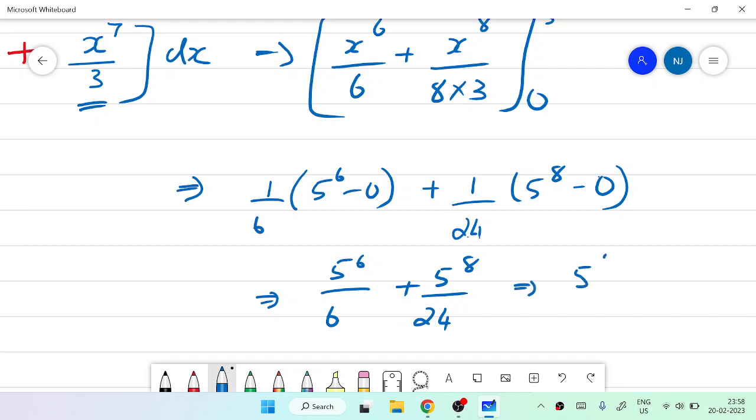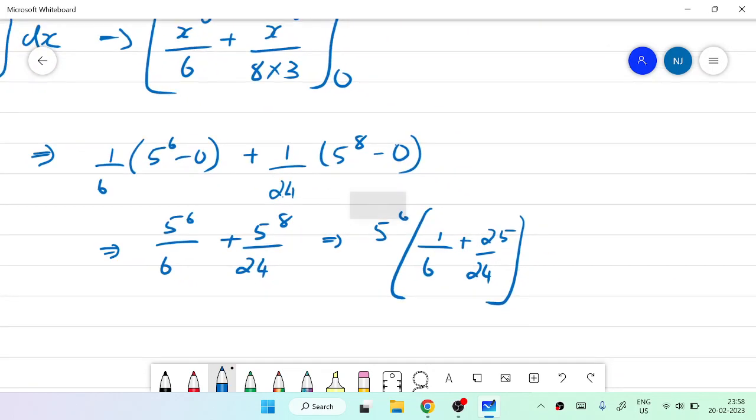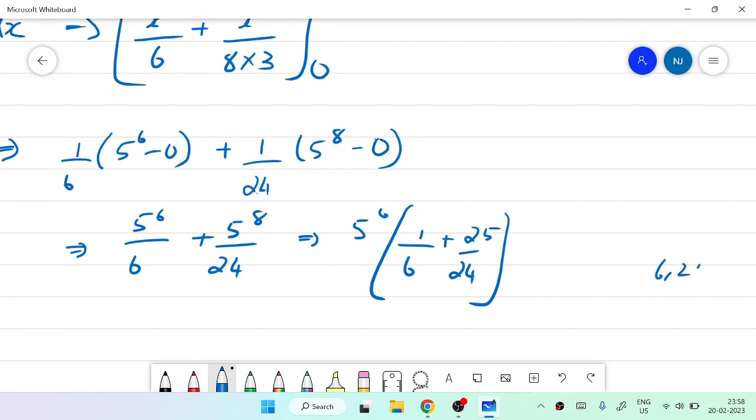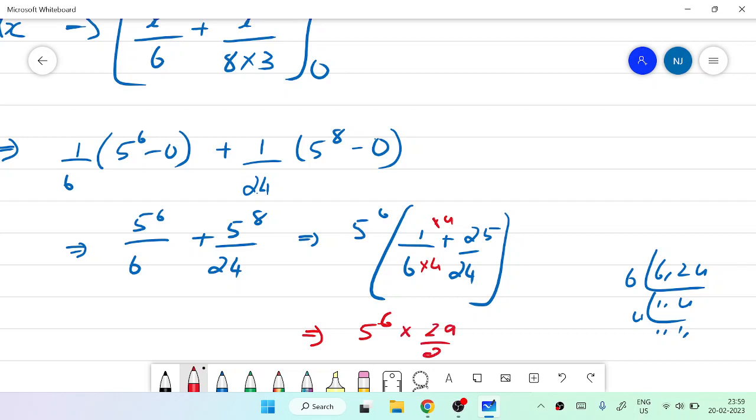So I can take 5 power 6 common outside. It will be 1 by 6 plus 5 square, which is 25, by 24. Understood? So take the LCM for 6 and 24, which is 24. 6 4s are 24, so it's 4 into 4. So 4 plus 25 will give you 29. So 5 power 6 into 29 by 24 will come. This would be your answer.